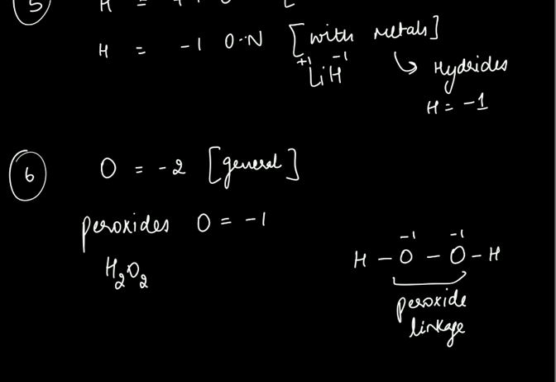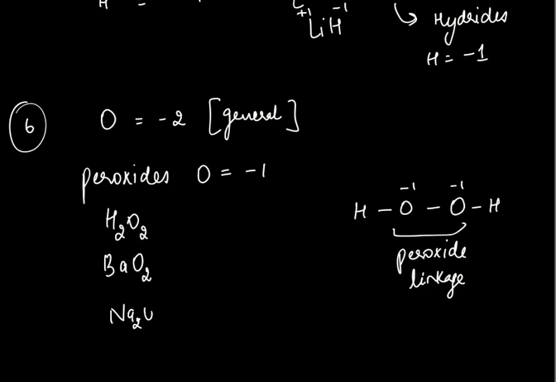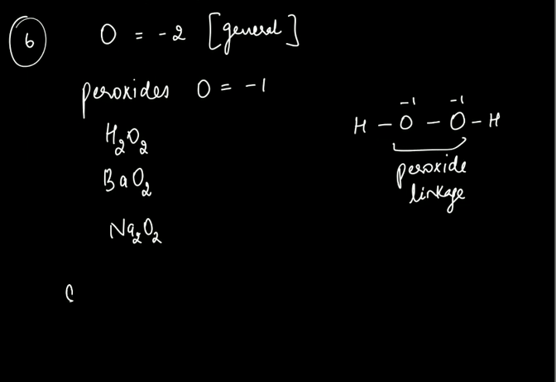Wherever the term peroxide is there, but in some of the acids there is a peroxide linkage that is not written in the name, and it's very difficult to even predict. In that case, we need to have experimental information. Only then can we find out that there is some peroxide linkage over there. Examples: hydrogen peroxide, barium peroxide, sodium peroxide Na2O2. Over here oxygen oxidation number is -1. Then we even have an example of superoxide.